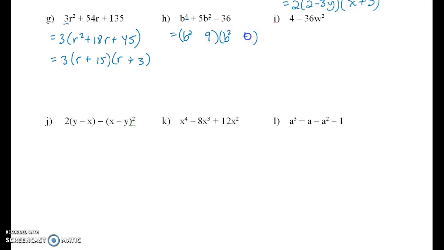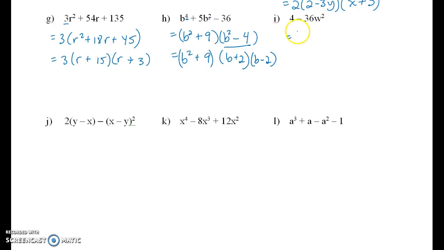9 and 4. And you get plus on the bigger number because the signs are going to be different, and minus on the smaller number. We're not finished because lo and behold, we have a difference of squares. So b squared plus 9 won't change because you don't do a sum of squares, but the difference of squares can be factored into b and b, plus and minus 2 and 2.